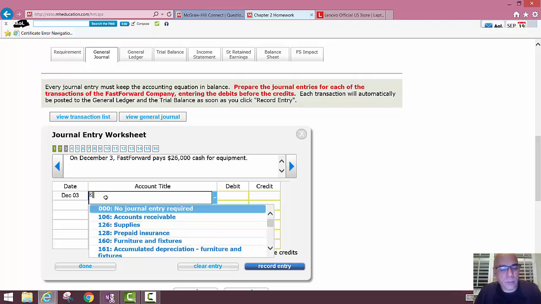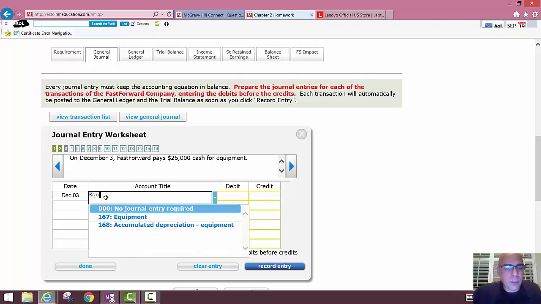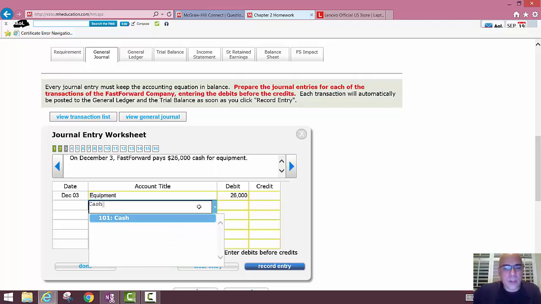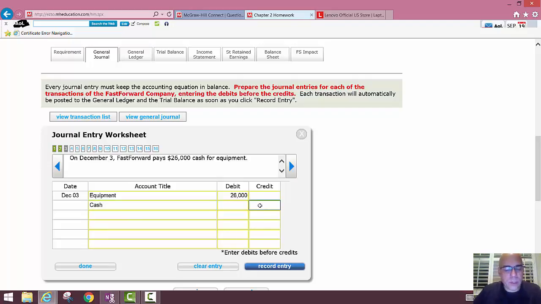If we're purchasing equipment, I'm going to go ahead and debit my equipment, right? Equipment is an asset. I have to debit it, $26,000. Okay, and I've done what in exchange? I have given up some cash, which is also an asset. One asset, equipment, went up, another asset, cash, has come down, right? There's my cash. So if I want to decrease my asset cash, I credit it. Okay, and I'm going to record that entry.